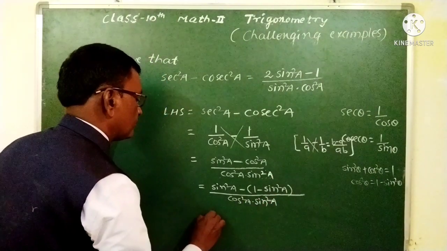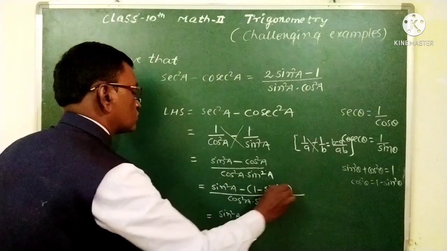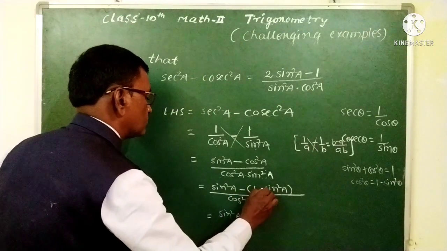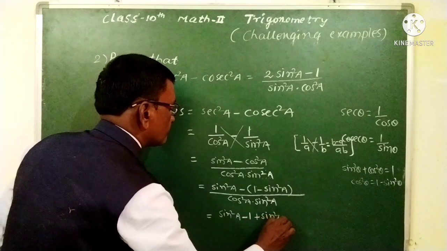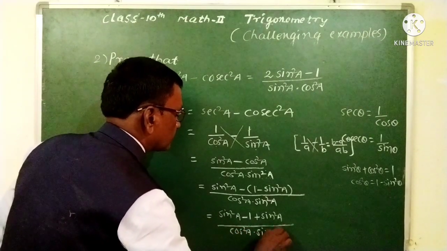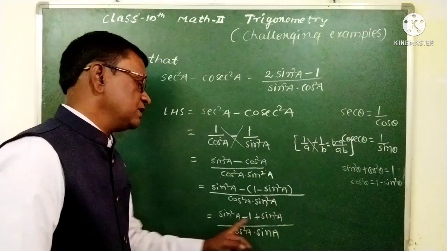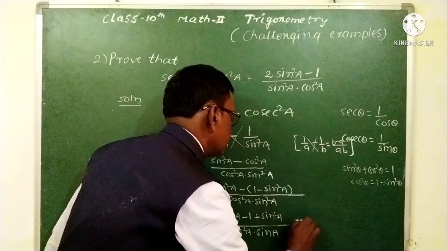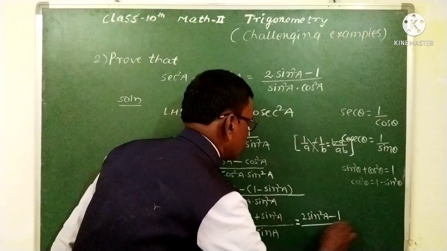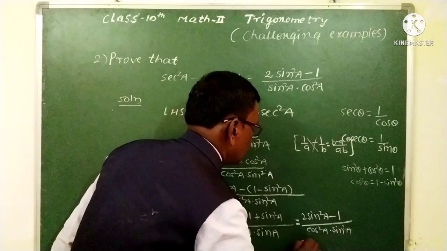Cos square A into sin square A. Multiply this minus 2, this bracket. Here is minus 1, minus into 1 is minus 1, minus into minus is plus sin square A upon cos square A into sin square A. As this is sin square A and this is sin square A, here is plus, it means it becomes 2 sin square A minus 1 upon cos square A into sin square A equal to RHS.